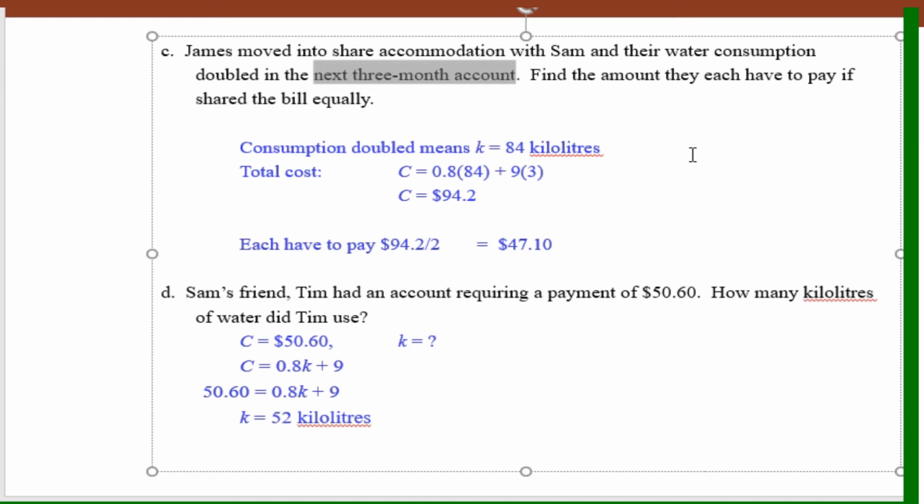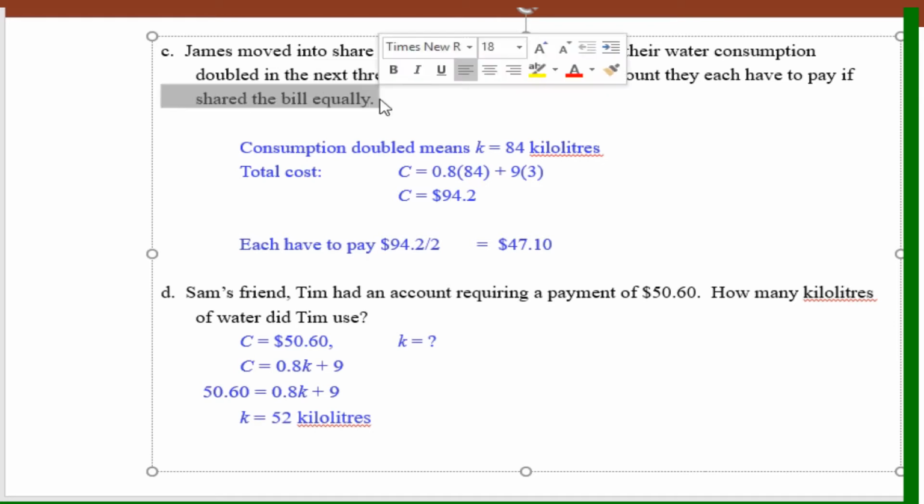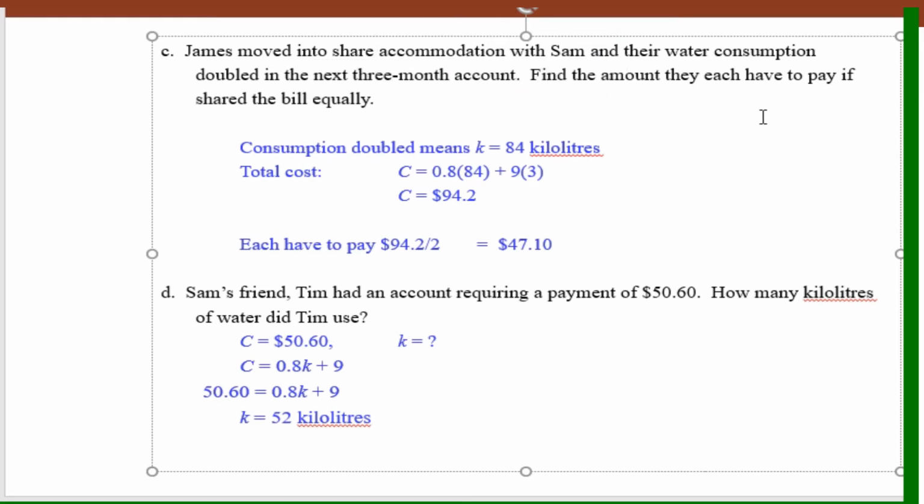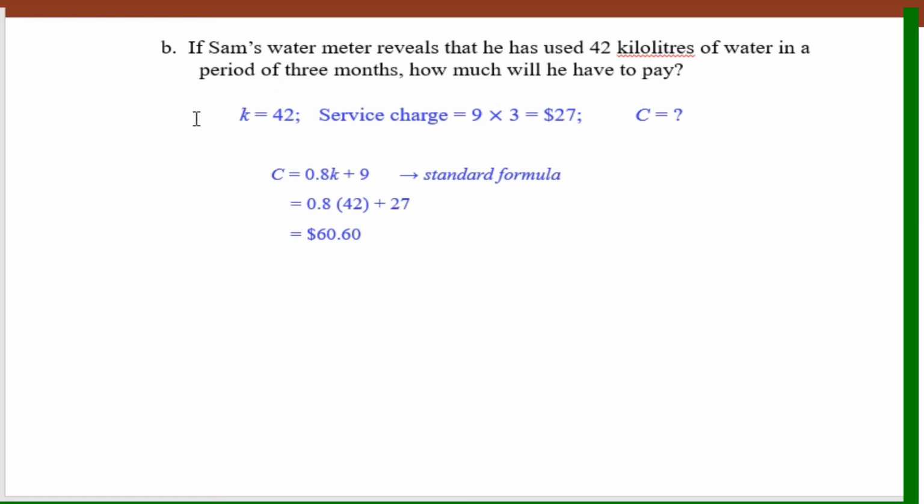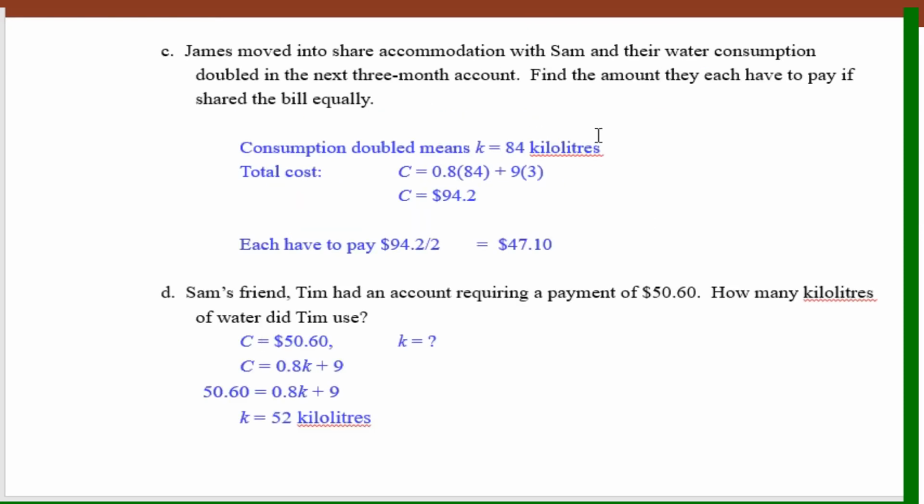Now he moves into a share accommodation in the next 3 months, 3 months again. So my fixed costs will still be 27. Find the amount they each have to pay if they shared the bill equally. Now the water consumption doubled, meaning just now it was 42, now it will be 84. So you put 84 into the equation, you'll get 94.2. Shared the bill equally, you divide it by 2, you get $47.10.